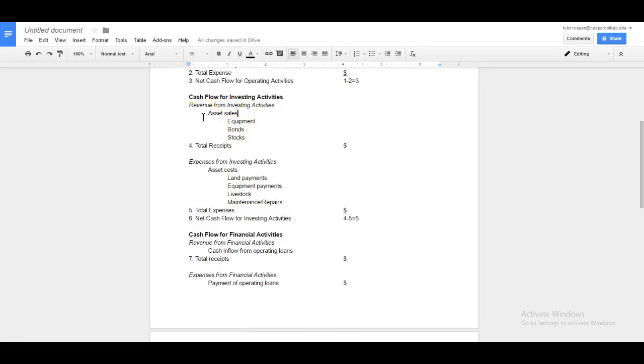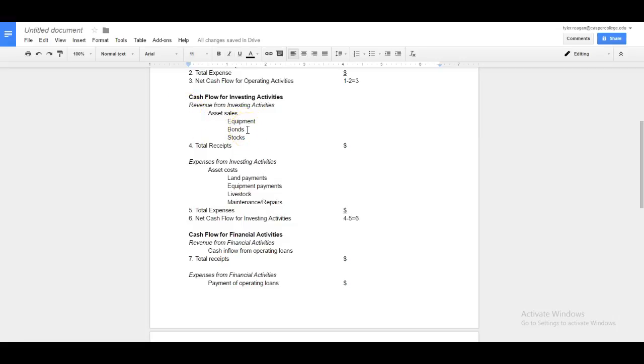Whenever we think about assets, we need to think about land, equipment, fence lines, anything that's actually an asset. Believe it or not, a fence line is actually an asset. Whenever we talk about revenue from investing activities, we could talk about asset sales. What kind of money did we make off of selling assets? Did we sell equipment this year? Did we sell a tractor? Did we sell a rake? If we sold that, then that's revenue for investing activities.